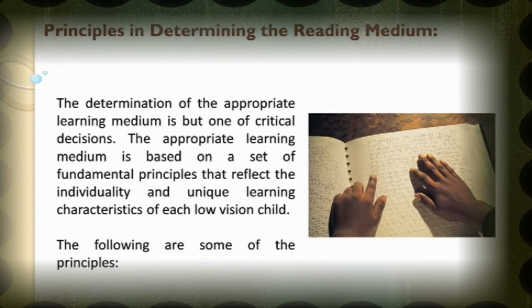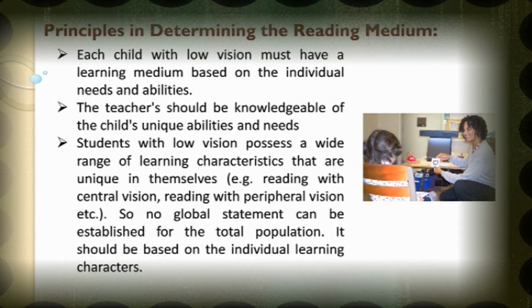Some of the principles are: each child with low vision must have a learning medium based on individual needs and abilities. The teachers should be knowledgeable of the child's unique abilities and needs. Students with low vision possess a wide range of learning characteristics that are unique in themselves, for example, reading with central vision, reading with peripheral vision. So, no global statement can be established for the total population. It should be based on the individual learning characteristics.